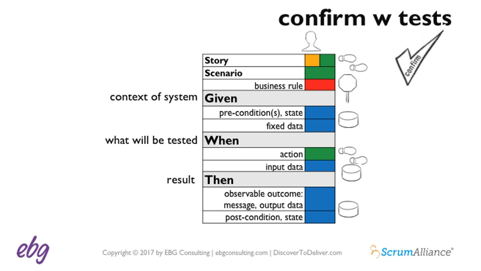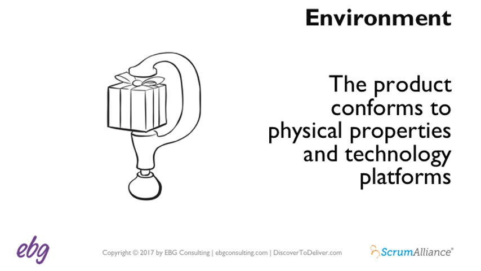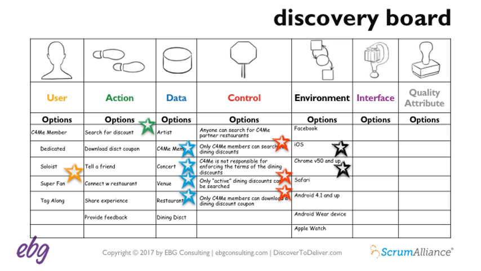Okay, so let's go back to the other 3 dimensions. The environment dimension, the product conforms to properties, physical properties, and platforms. And we'll look at our discovery board, and you can see the options and the selections listed there, Facebook, iOS, Chrome, and so forth. The team selects with the product owner which ones are important for this next sprint.